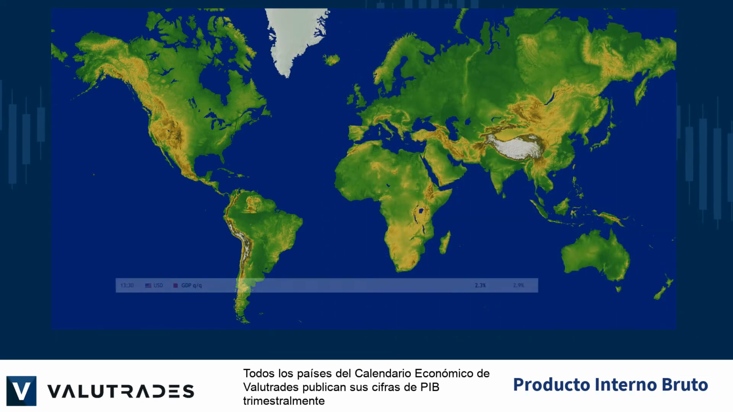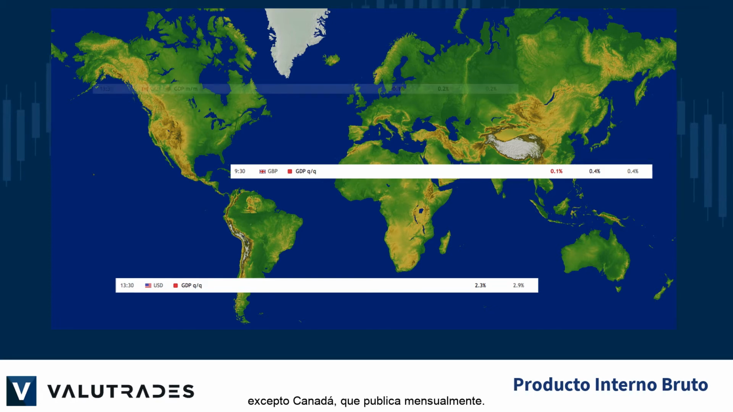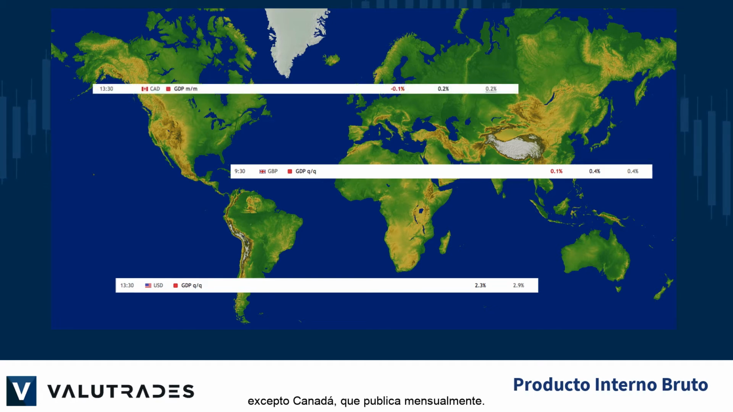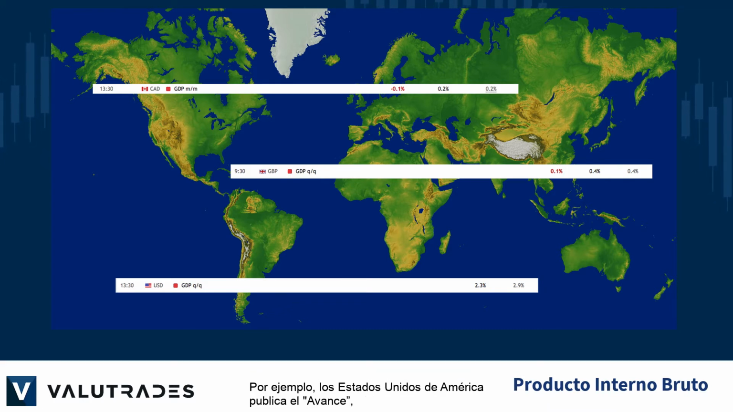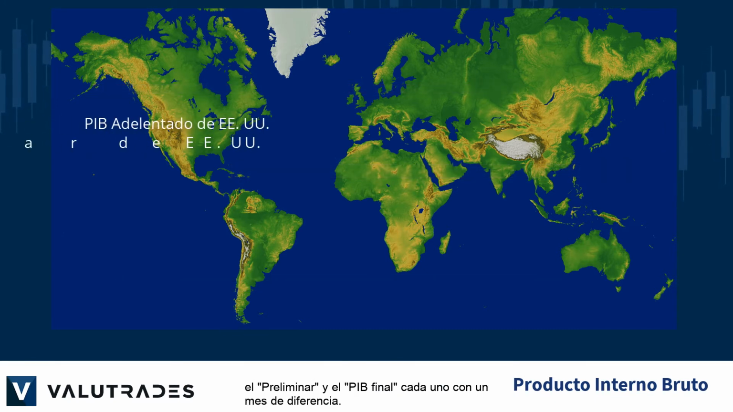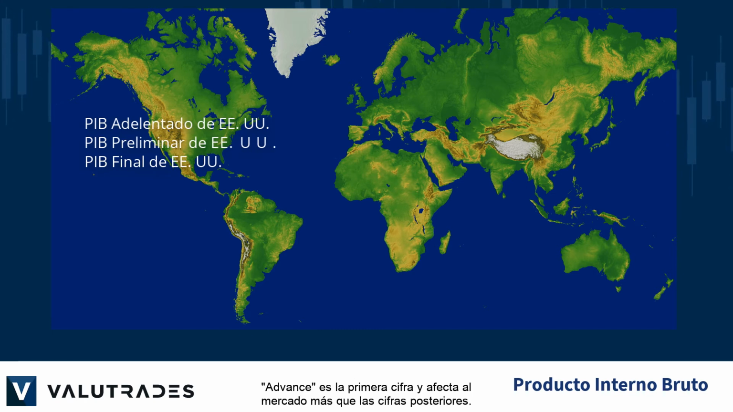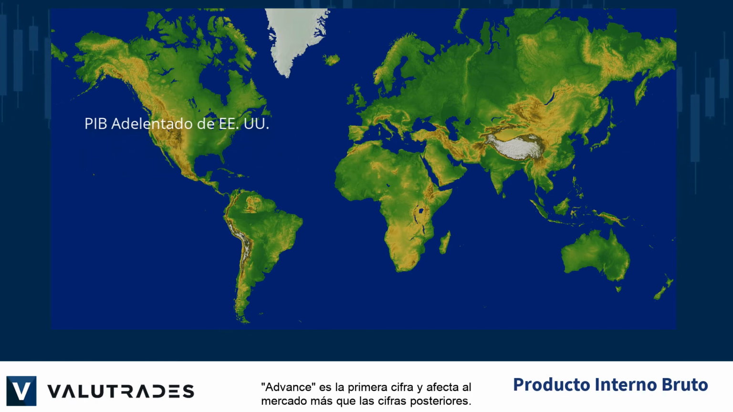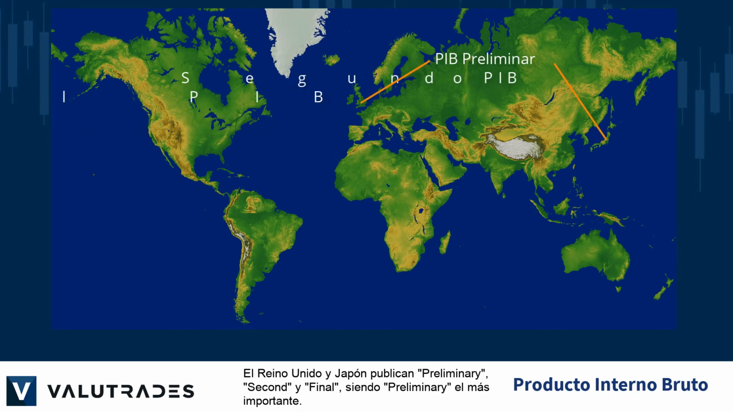Every country on the value trade's economic calendar has its GDP figures published quarterly, except for Canada, which publishes monthly. Be aware that many economies publish different levels of GDP depending on the refinement of the figures. For example, the United States of America releases the advance, preliminary, and final GDP each 1 month apart. Advance is the first figure and affects the market more than the subsequent figures.